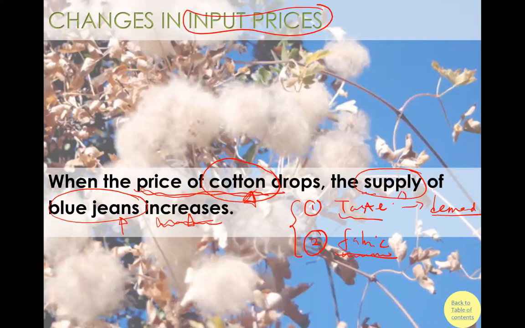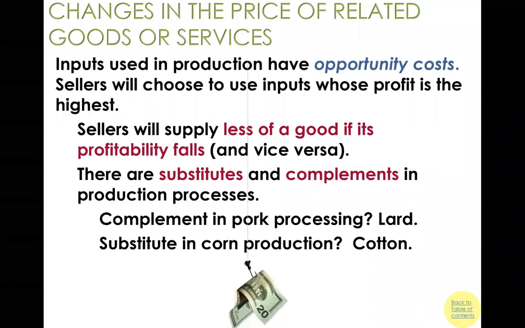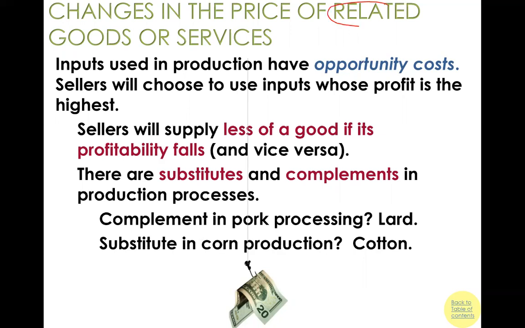So I just use these two examples to highlight the importance of keeping in mind that we may want to apply the ceteris paribus principle, meaning everything else held constant. Okay, so this is the first factor that can cause the supply curve to shift, either to the right, meaning increase, or to the left, meaning decrease. Now we move to the second factor. We are going to look at changes in the price of related goods or services.